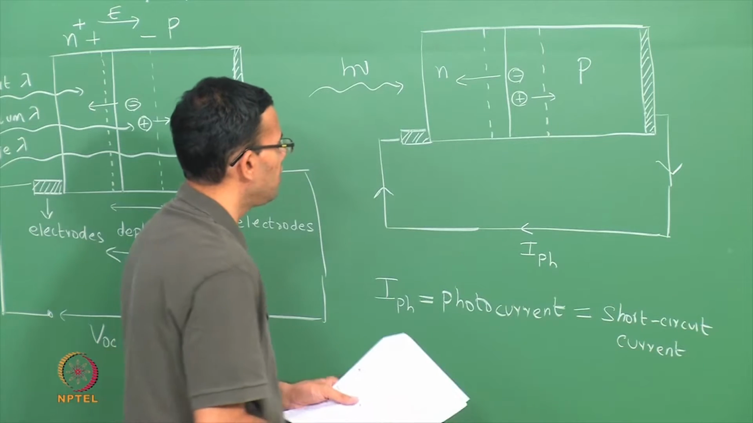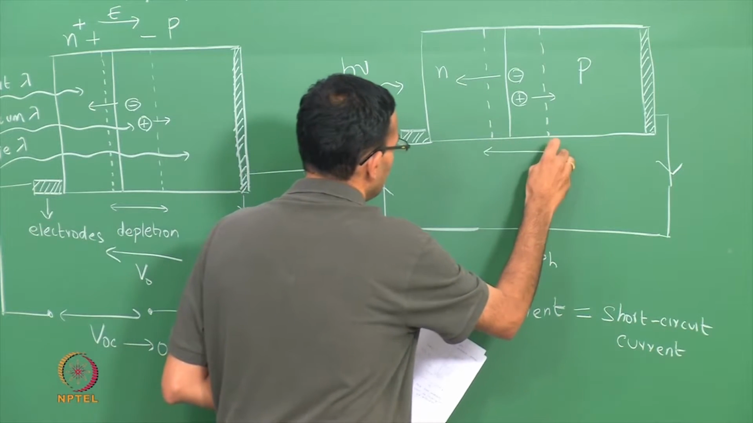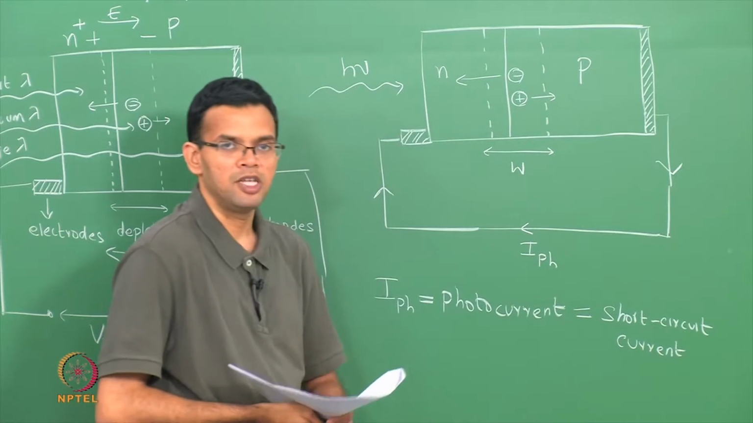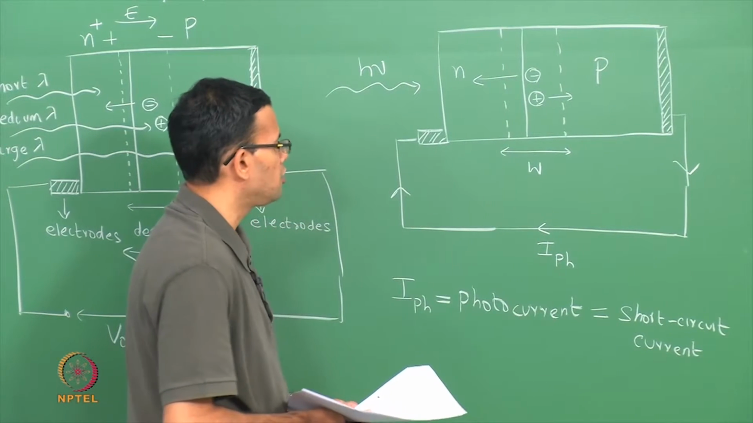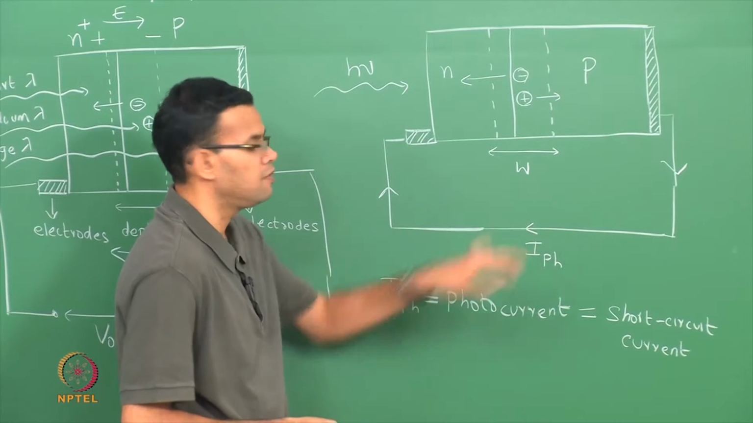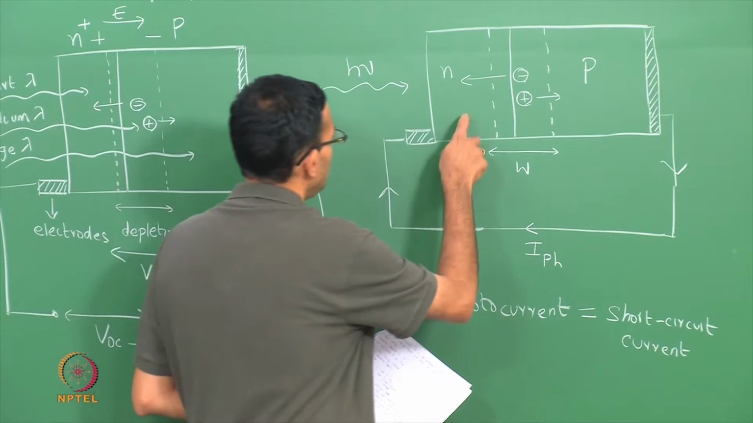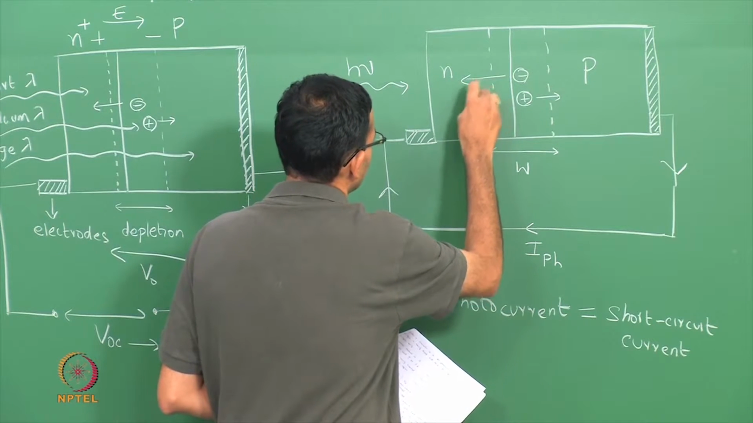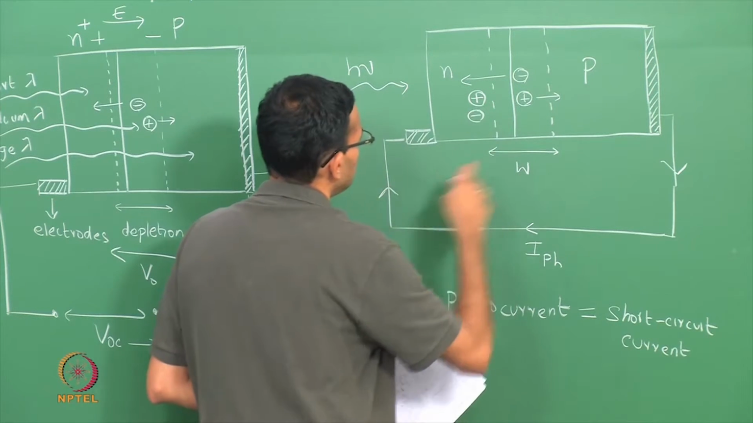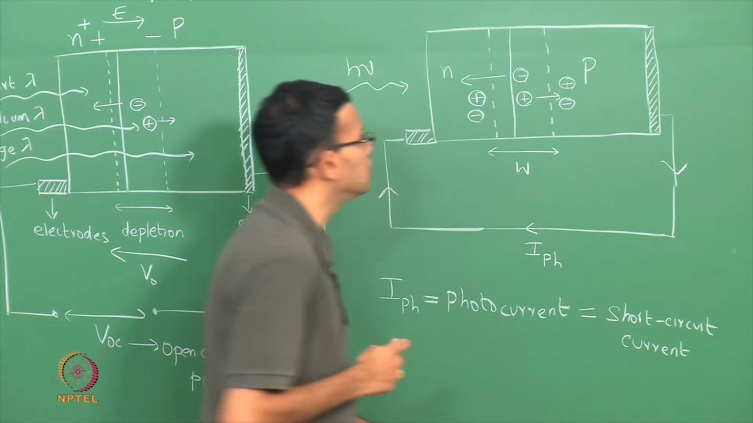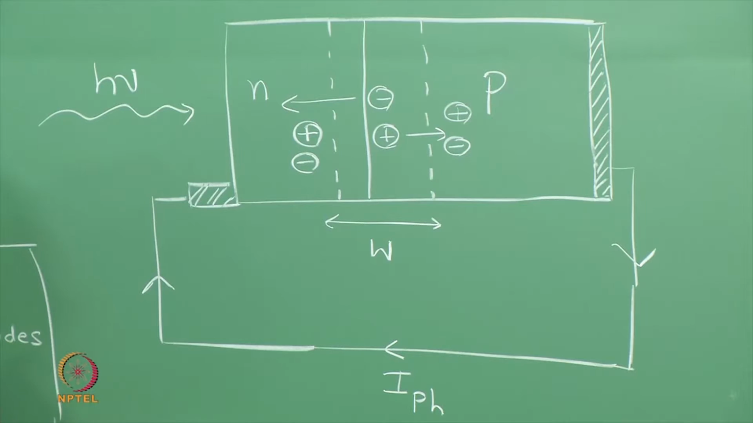So, in this particular figure, let W be the width of the depletion region. Your electron hole pairs are generated within this width W, but if you look more closely, electron hole pairs are also generated within the N and the P regions, because all of these regions absorb the light. So, electron hole pairs are generated in all of them.